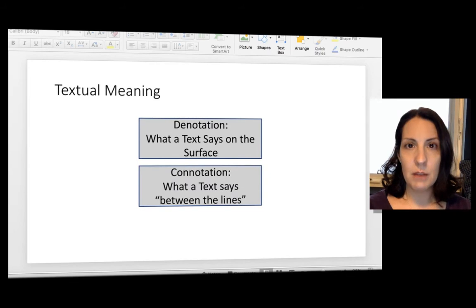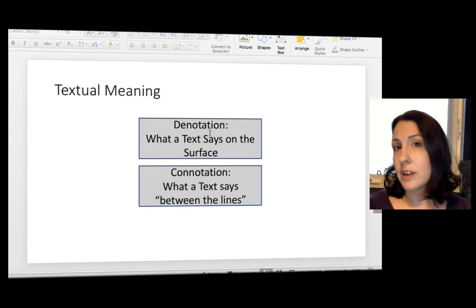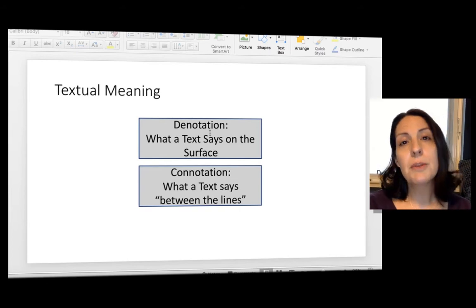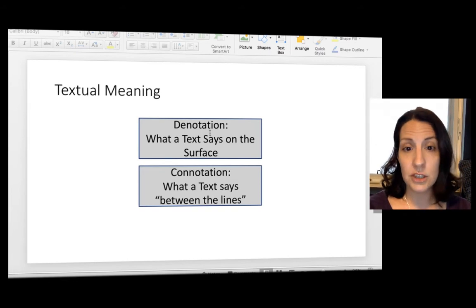Now, whenever I think about a given piece of reading, it's best to think about it as existing on two levels. At the surface is what I like to call denotation, and that is what the text says. This might be something like the plot of the text or just a very baseline and shallow understanding of what's going on in a given story or a given novel or poem. But then below that is what the text connotes. That's the level of connotation, which is basically what a text says, quote unquote, between the lines.